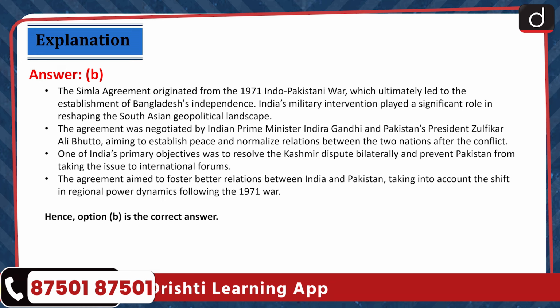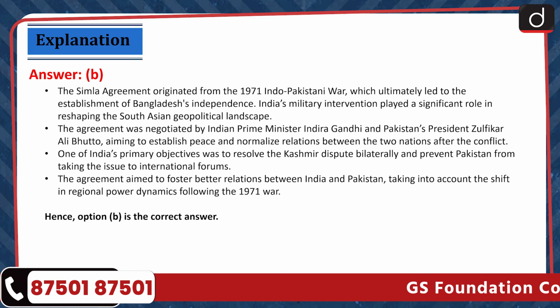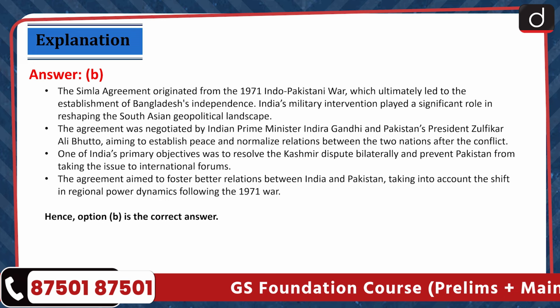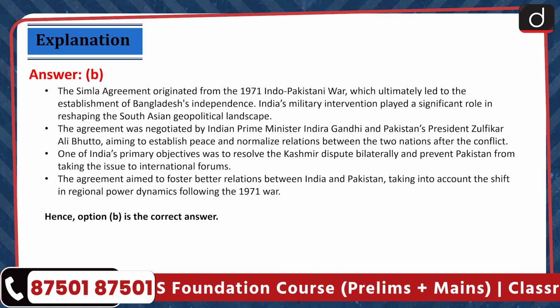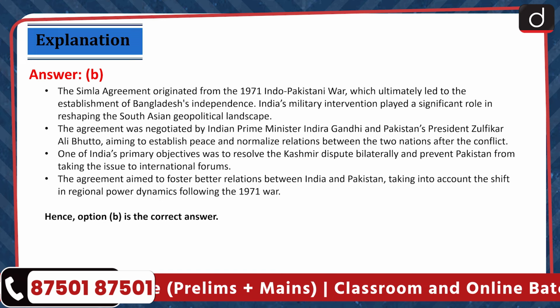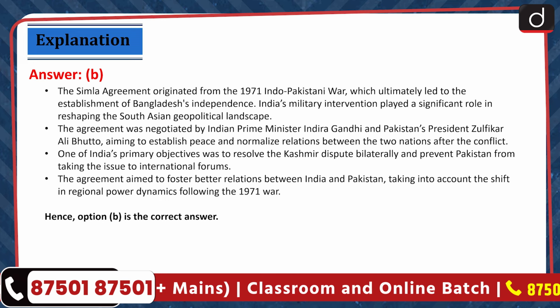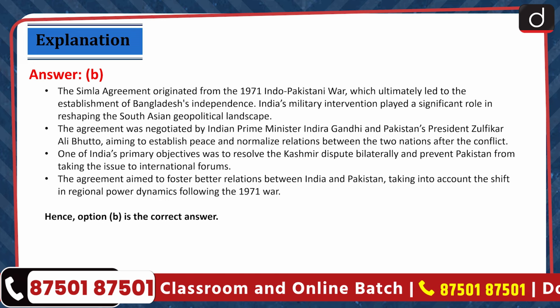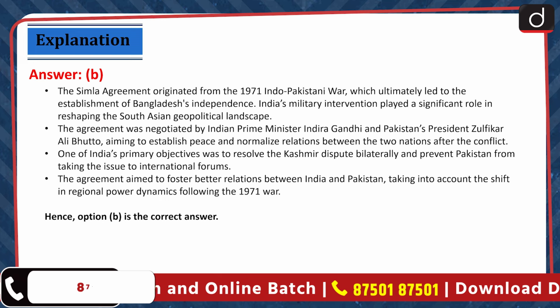The Simla Agreement originated from the 1971 Indo-Pakistani War, which ultimately led to the establishment of Bangladesh's independence. India's military intervention played a significant role in reshaping the South Asian geopolitical landscape. The agreement was negotiated by Indian Prime Minister Indira Gandhi and Pakistan's President Zulfikar Ali Bhutto, aiming to establish peace and normalize relations between the two nations after the conflict.